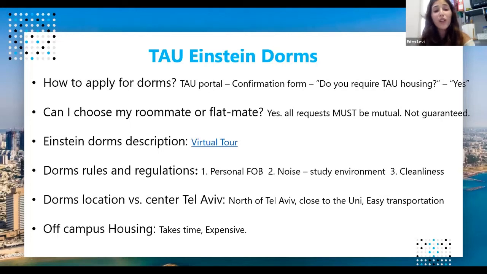Maybe you would like to be closer to the center of Tel Aviv and choose off-campus housing. So for your information, it takes time to find an apartment and it is usually more expensive. So if you choose this option, you need to prepare in advance. That's it. Any questions about the dorms, about the location? Anything you want to ask?